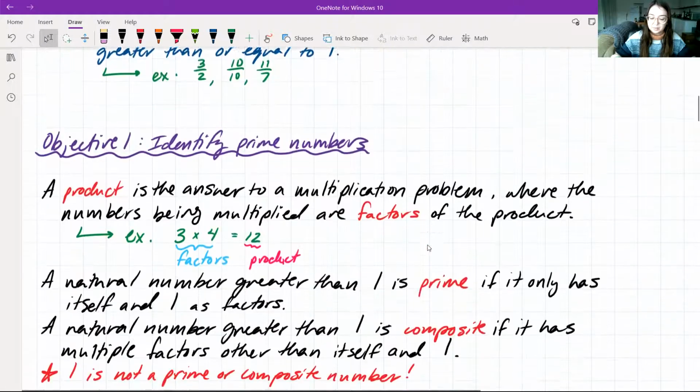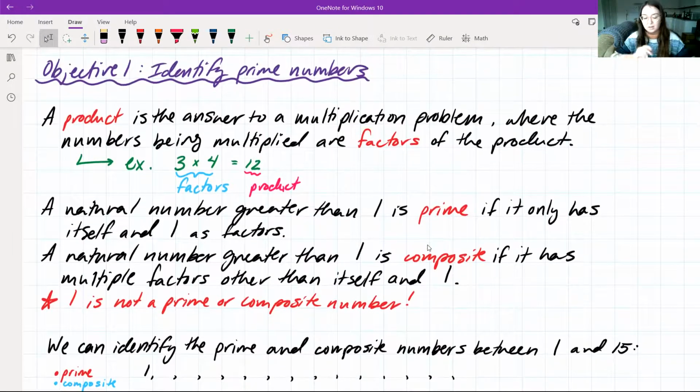So on to our first objective. Our first objective is identifying prime numbers. Beginning, a product is the answer to a multiplication problem, where the numbers being multiplied are factors of the product. Whenever we multiply two numbers together, we get a product. For example, if we want to multiply 3 and 4, 3 times 4 is equal to 12. 3 and 4 would be considered our factors, while 12 is considered the product.